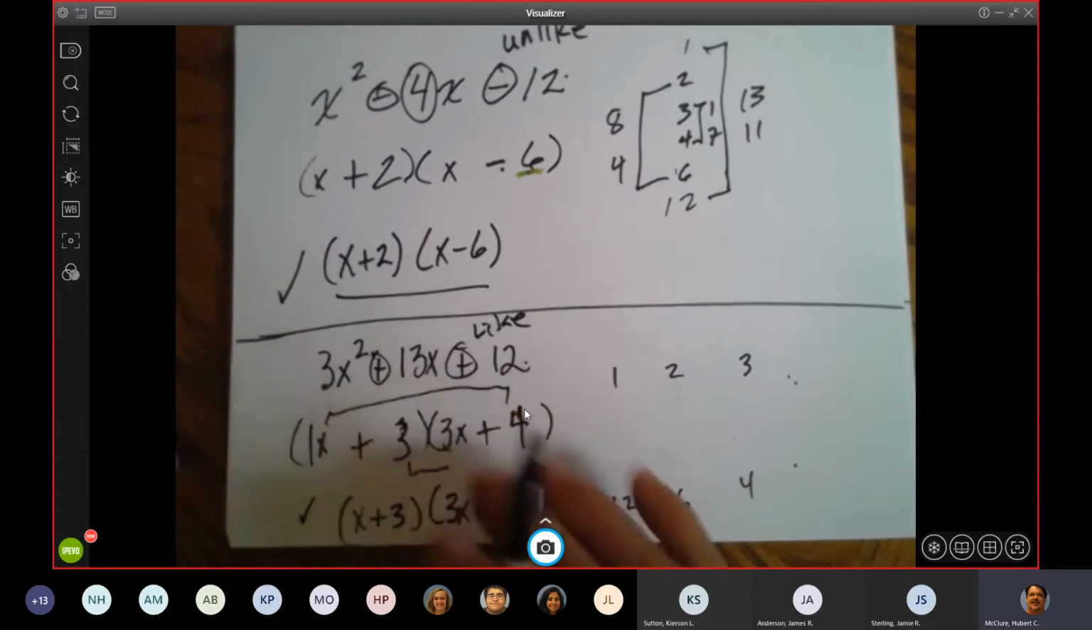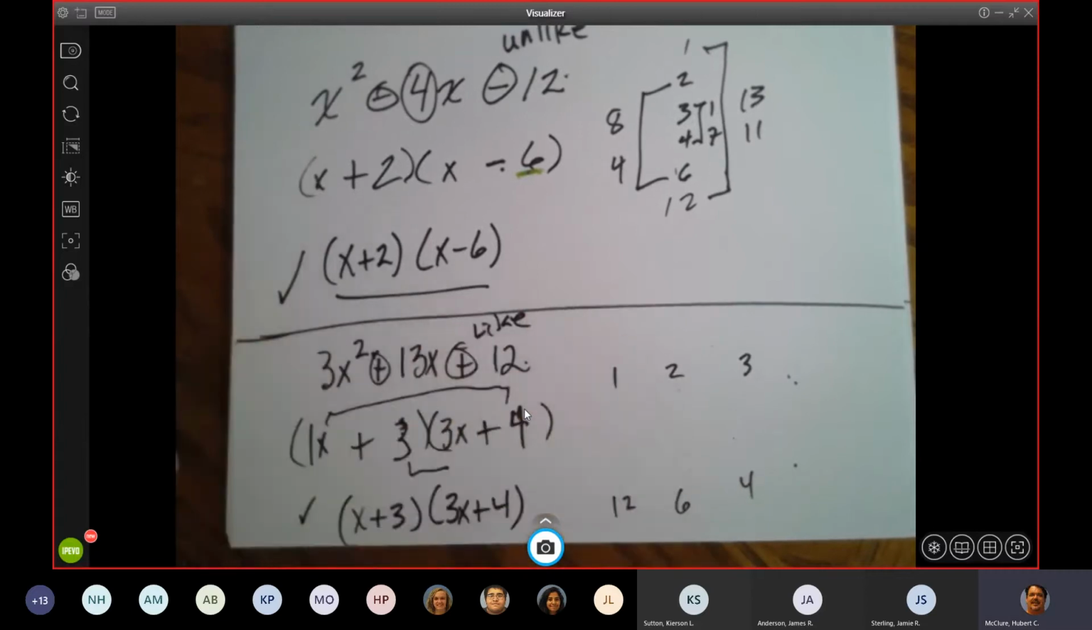Now, if you can do those two problems, then you're good on the review. Some of you are probably going, I don't know. Some of y'all might be saying 4 and 3 on that one.